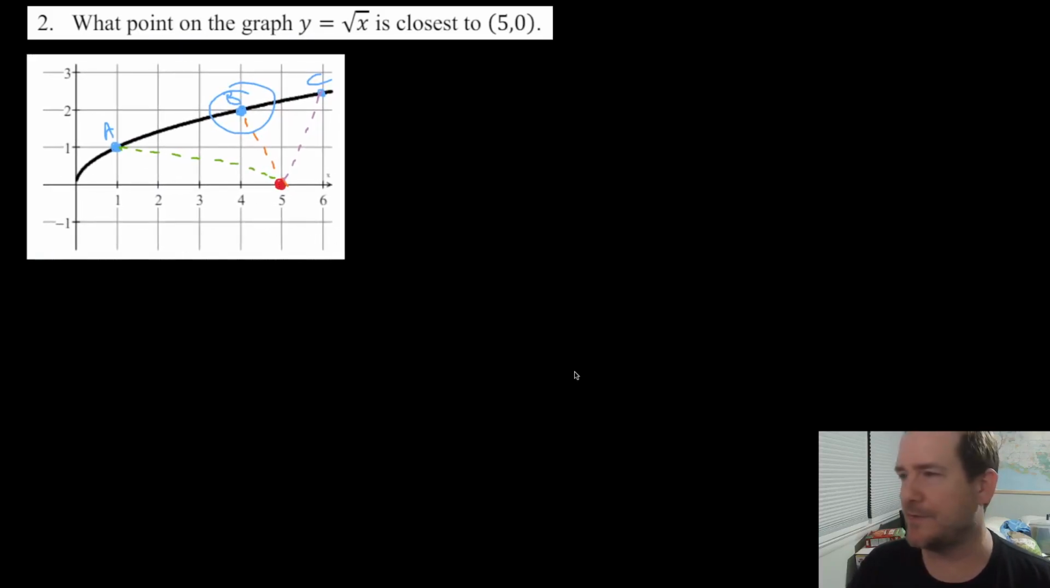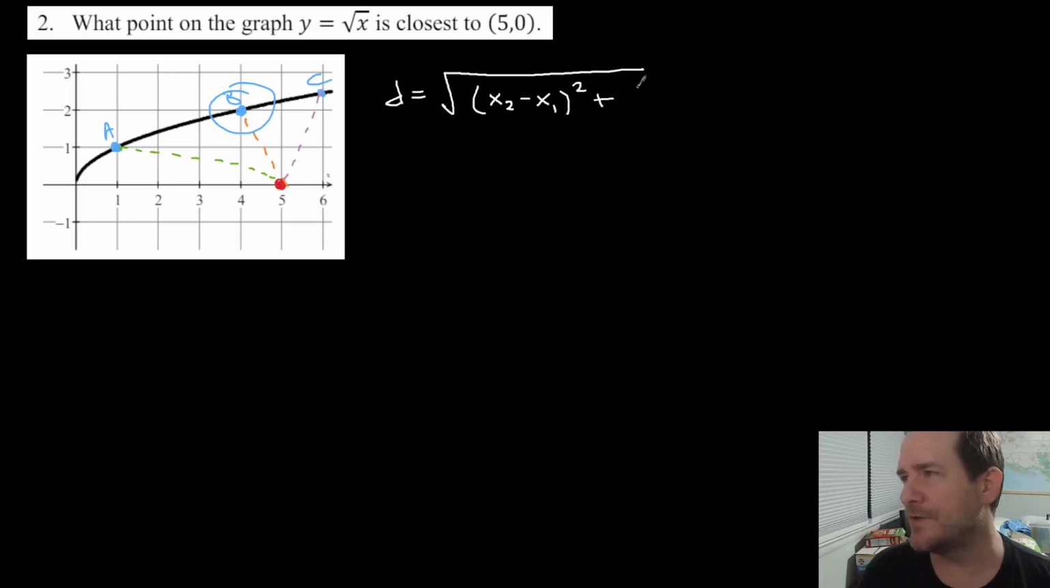So the distance formula says, it's this big old square root. Distance formula says distance equals the big old square root of the x coordinates of the 2 points subtracted and squared plus the y coordinates subtracted and squared.